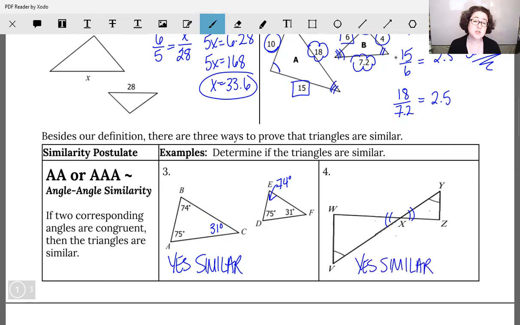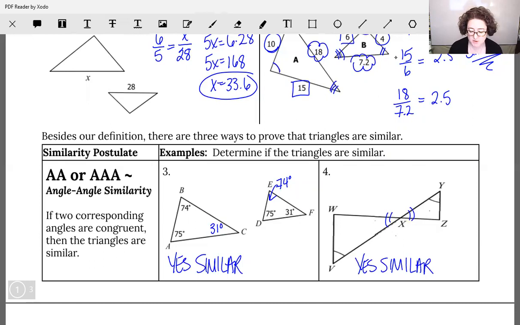As long as you have 2 angles that are congruent between 2 triangles, you know the triangles are similar. Again, this won't work for congruency because you could have 2 different sized triangles, just like we did in example 3, exactly the same angle measures, but very clearly not the same size.